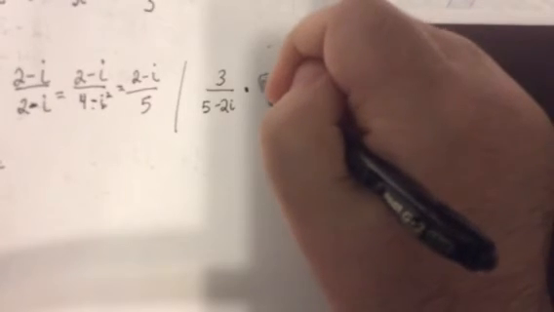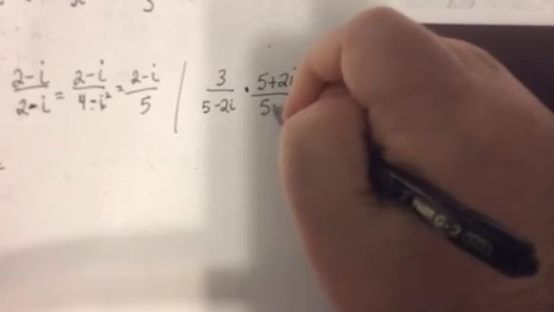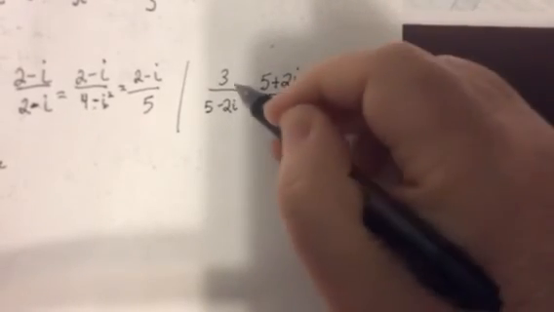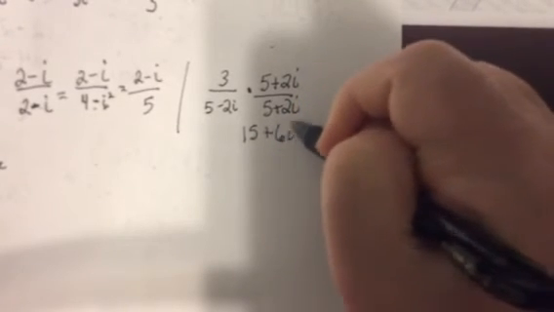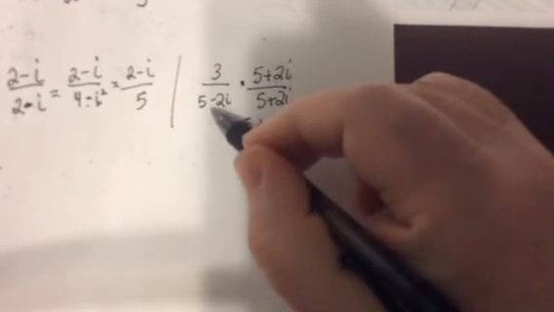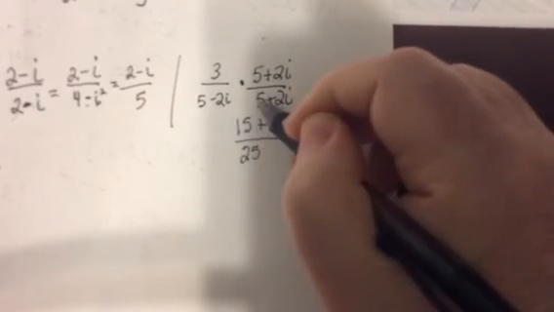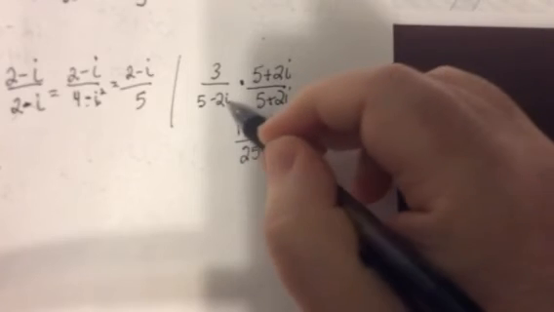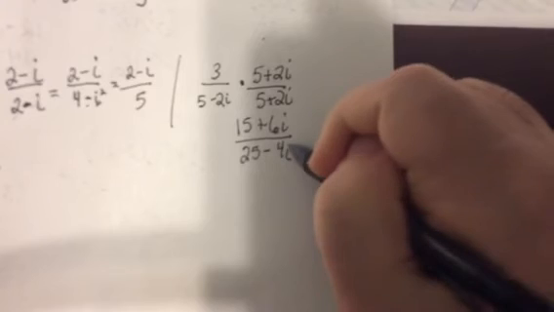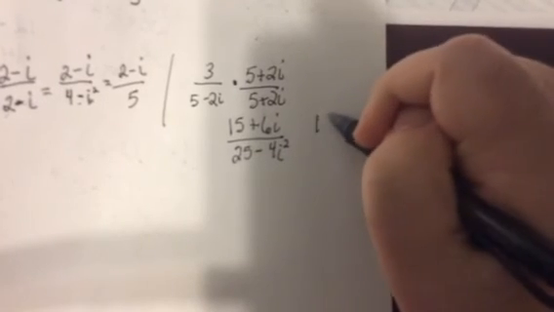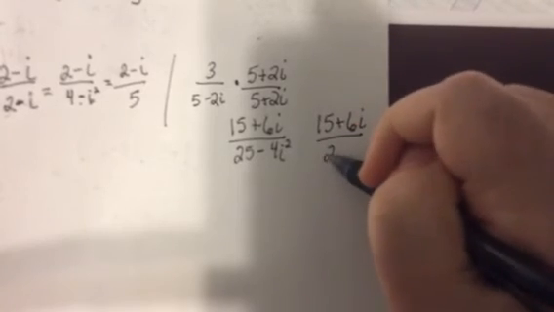So 5 plus 2I over 5 plus 2I. So distributed it'd be 15 plus 6I over 25, minus 10I plus 10I, 0. Minus 2I times 2I is minus 4I squared. So 15 plus 6I over 29.